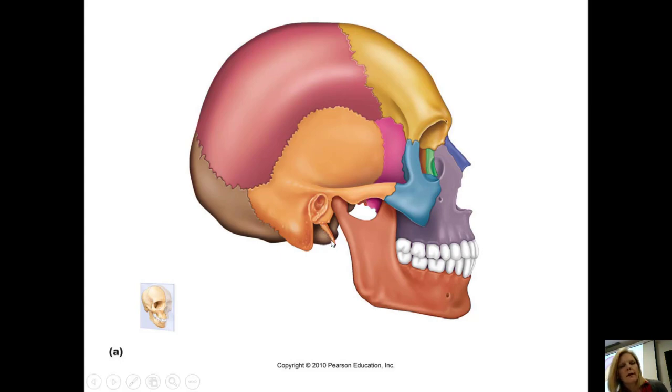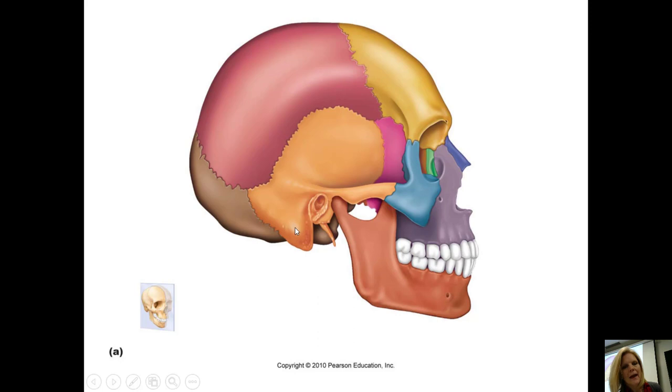So zygomatic process. And below that is another process. It's very thin, small. This is called the styloid process. So you've heard of a stylus that you can write on your smart pad or your smartphone or your iPad with. That's where that comes from. It looks kind of like a pencil. So that's the styloid process. Not every skull model we have has that. Sometimes they break off, especially in a real one. But that's the styloid process.